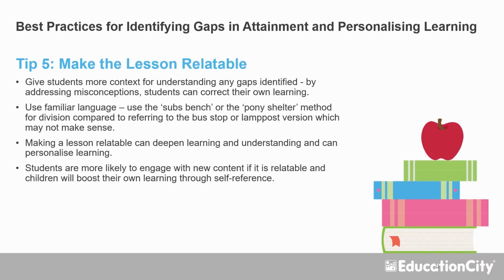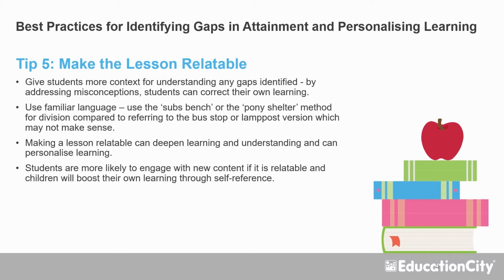Tip number 5, make the lesson relatable. Give students more context for understanding any gaps that they might have. Saying a question such as, Jack has walked 4 miles to the telephone box, then 3.5 miles to Jill's house, will probably have half of your class wondering what on earth is a telephone box. Instead of answering the calculation, they'll miss the method or the objective entirely.